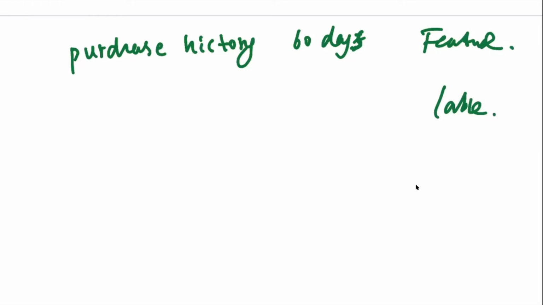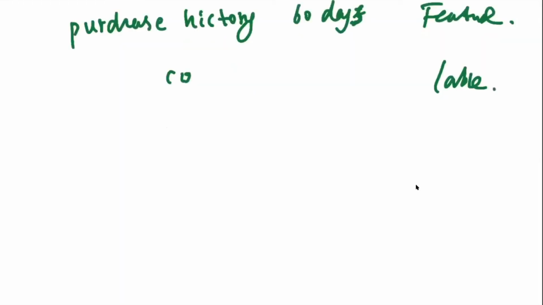Then he probably will buy it. So the label will be, say, the customer's preference.